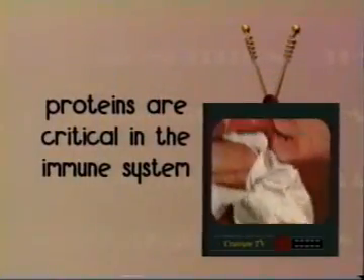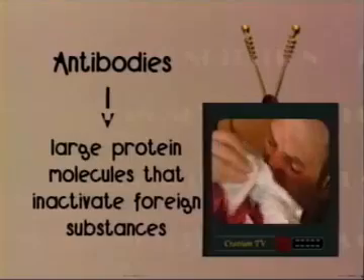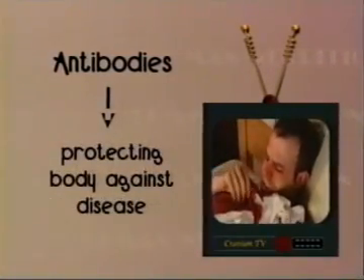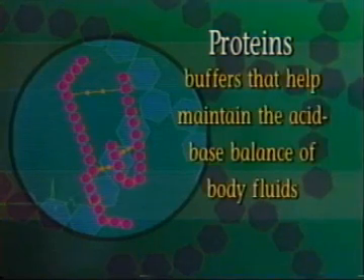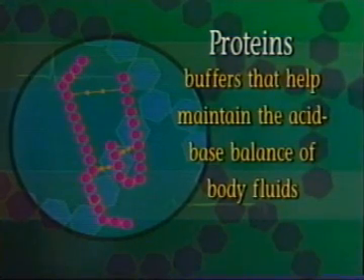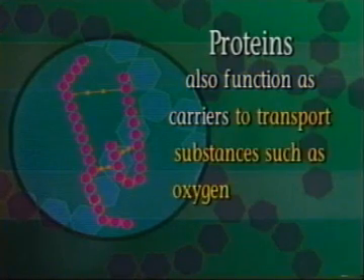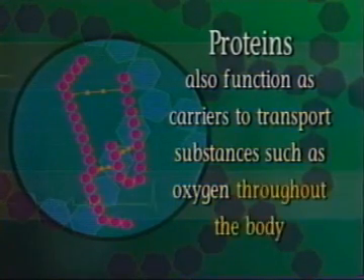Proteins are critical in the immune system. Antibodies are large protein molecules that inactivate foreign substances, protecting the body against disease. Proteins are buffers that help to maintain the acid-base balance of body fluids. They also function as carriers to transport substances such as oxygen throughout the body.